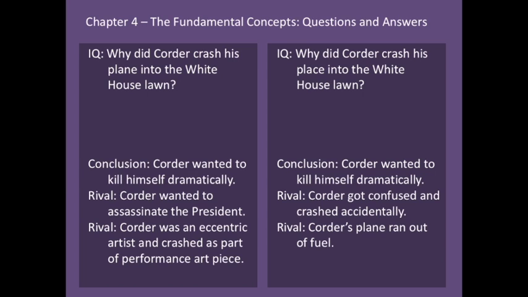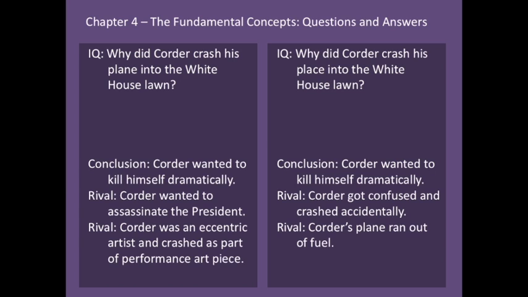On the left-hand side, possible answers to the implicit question include things like: Corder wanted to kill himself dramatically. Corder wanted to assassinate the president. Corder was an eccentric artist and crashed as part of a performance art piece. Okay, that last possibility is a little far-fetched, but it is an answer to the implicit question, and it is incompatible with the conclusion and mutually exclusive with the other rivals.